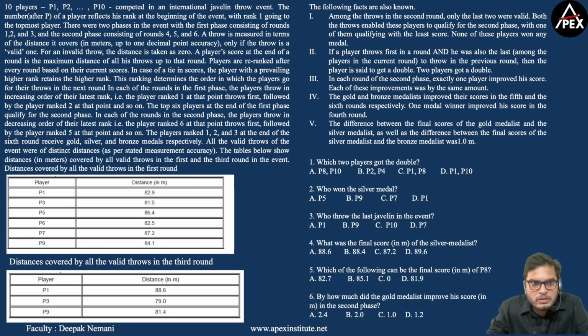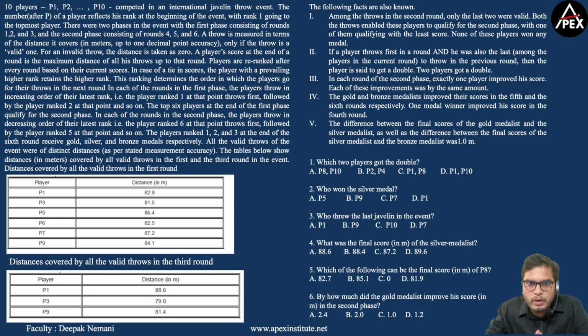A throw is measured in terms of the distance it covers in meters up to 1 decimal point accuracy only if the throw is a valid one. Now, if you look at the first table, the distance covered by all these players is up to 1 decimal point only: 82.9, 81.5, so on till 84.1. Now for an invalid throw, the distance is taken as 0.